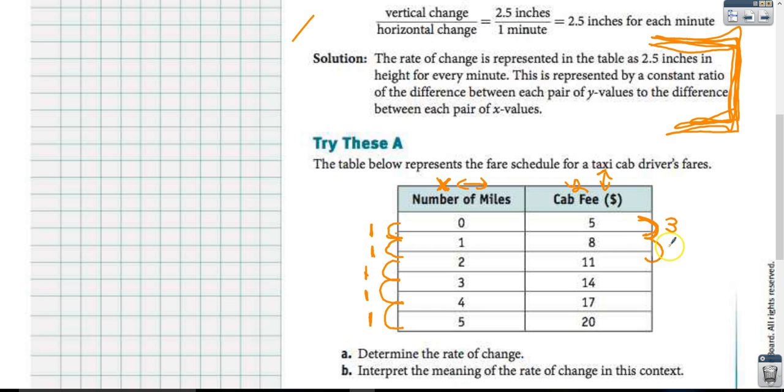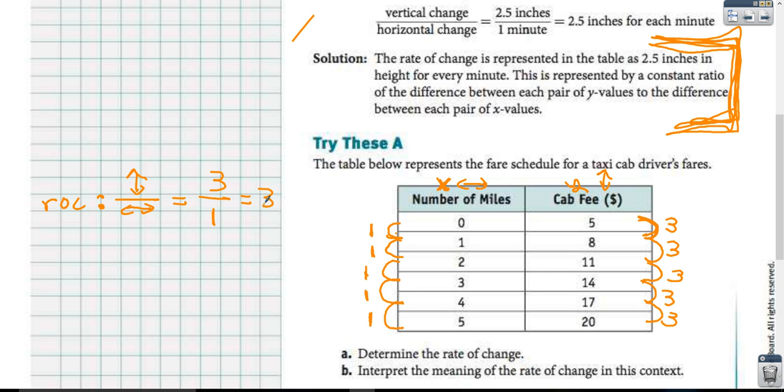We look over here. 8 to 11 is 3. 11 to 14 is a difference of 3. 17 minus 14 is 3. And 20 minus 17 is 3. So this side's always going up by 3. This side's always going up by 1. We know our rate of change, which I'm going to abbreviate to ROC, is your vertical change over your horizontal change. Our vertical change is 3. Our horizontal change is 1. And 3 over 1 just simplifies to 3.